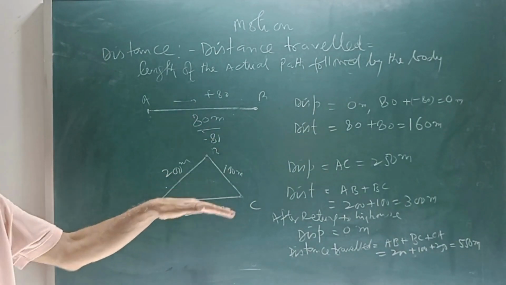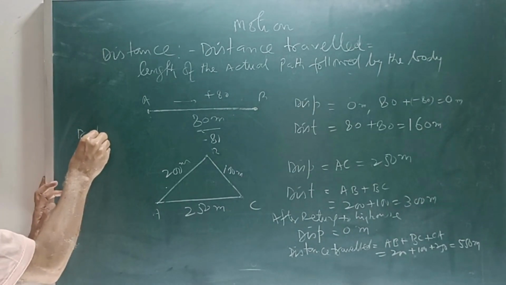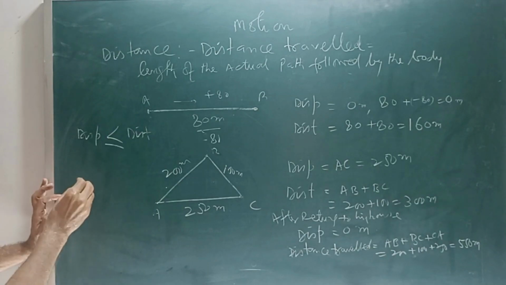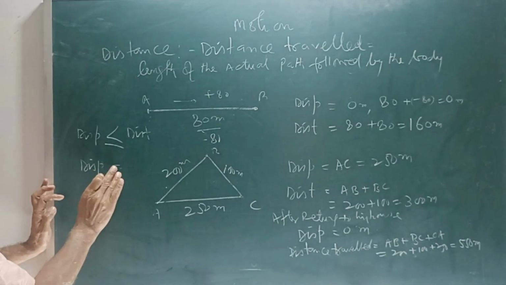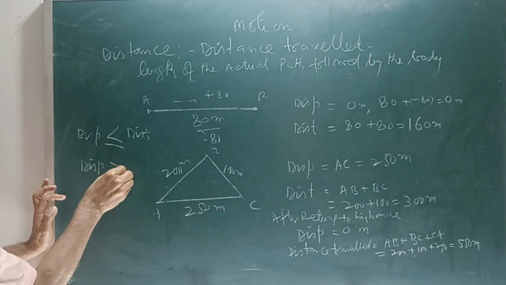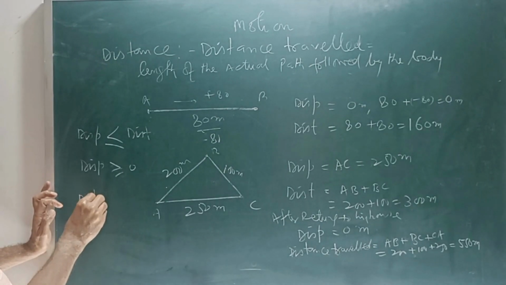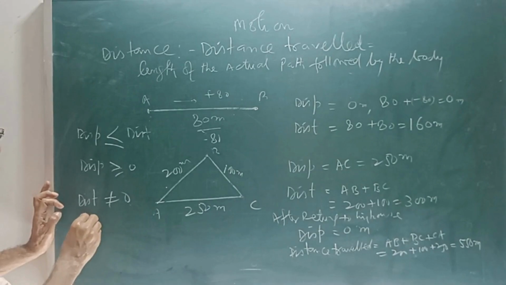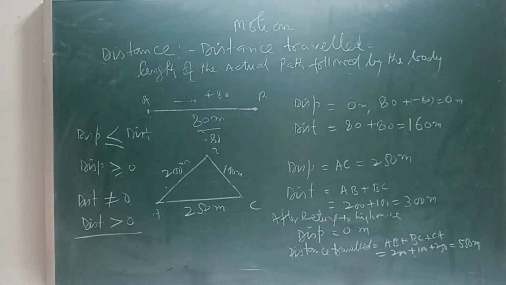Now here we see that displacement is always less than or equal to distance, and displacement can be 0, it is always greater than or equal to 0. Distance is never equal to 0, but distance is always greater than 0. So I think this is very clear.